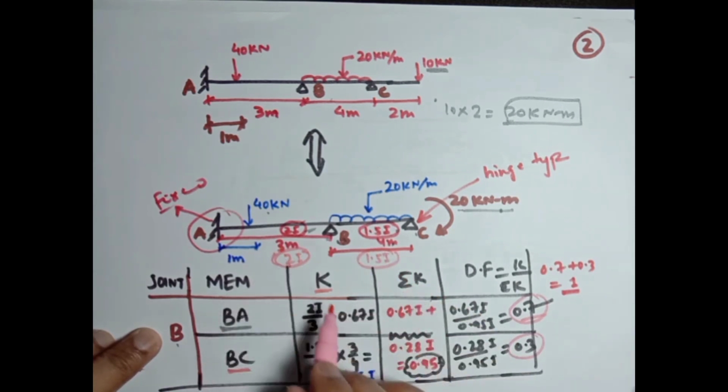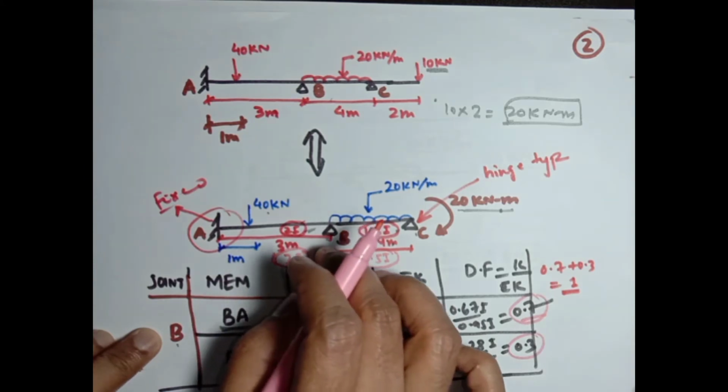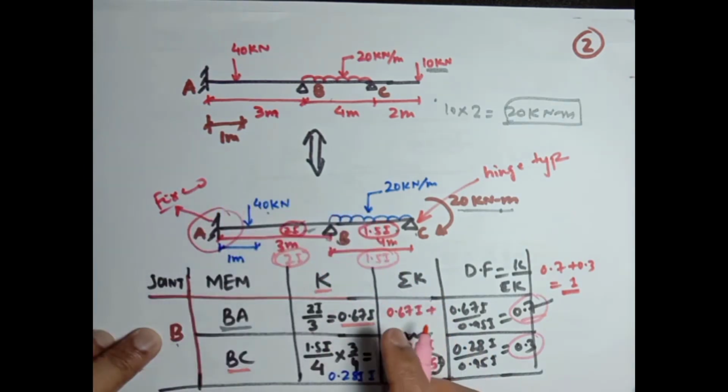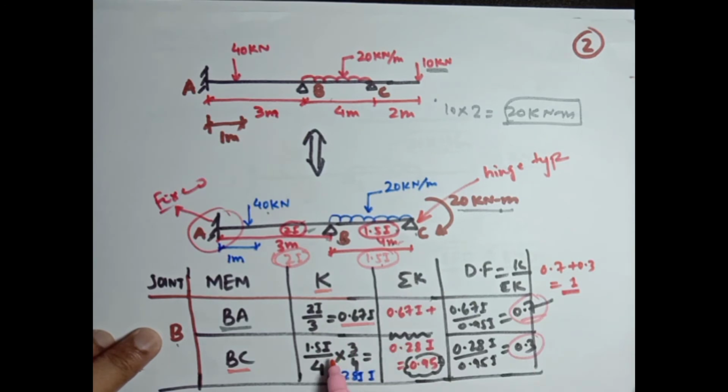Moment of inertia divided by length will give the relative stiffness, 2I divided by 3. It will be 0.67I for span AB. That will be the stiffness of member BA, and for member BC it will be moment of inertia 1.5I divided by length 4, but it will be further multiplied with a factor 3 by 4, giving a value of 0.28I.